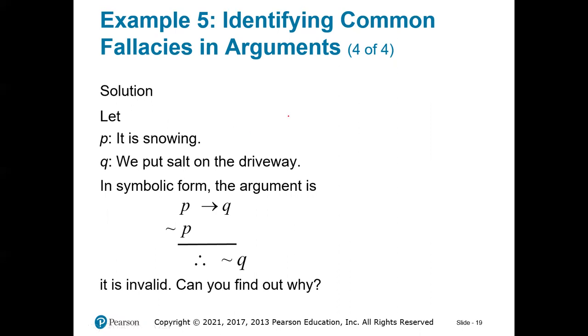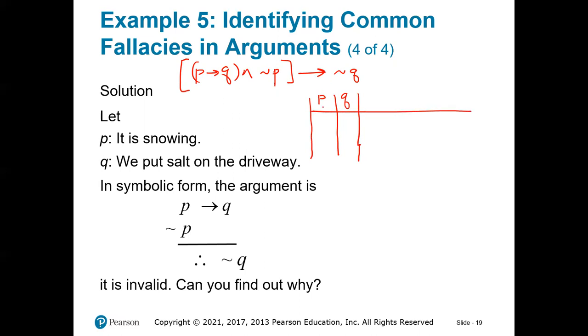Again, I'm going to construct a truth table. This one here: P implies Q, and the negation of P implies the negation of Q. I'm going to do the truth table of this one here. So one column for P and one column for Q. So I'm going to have what? True, true, true, false, false, true, and false, false.